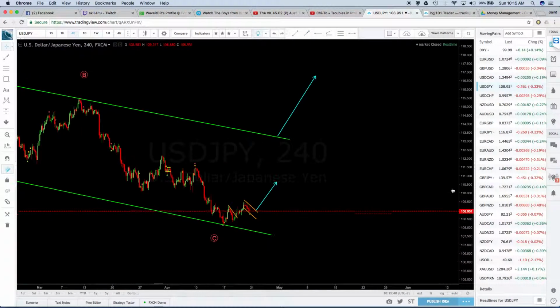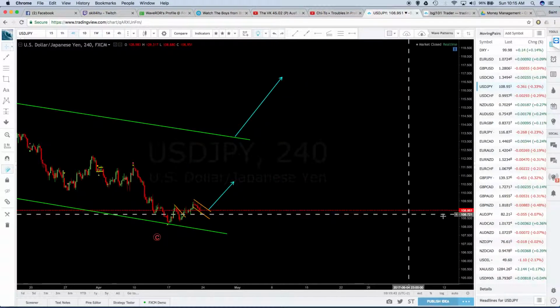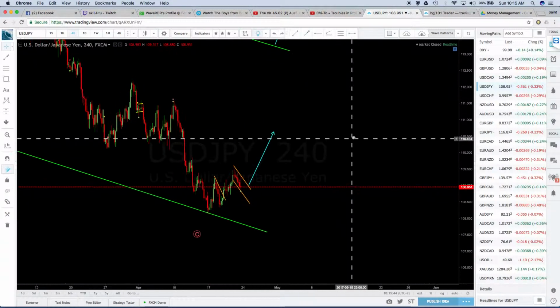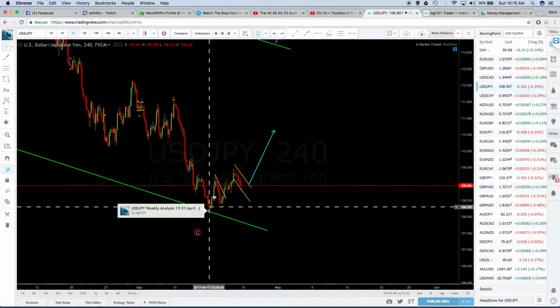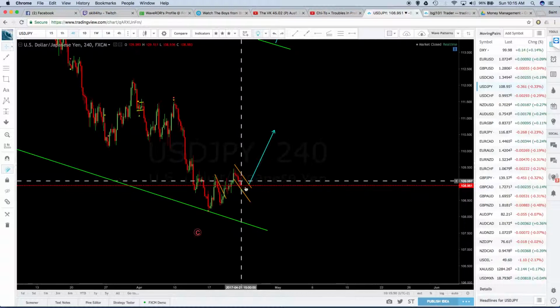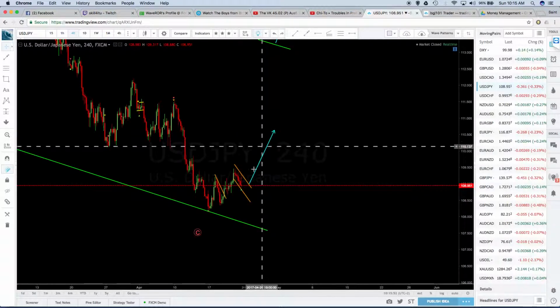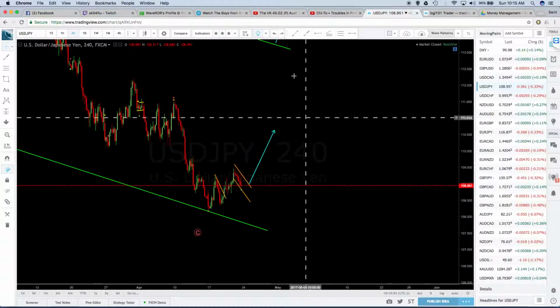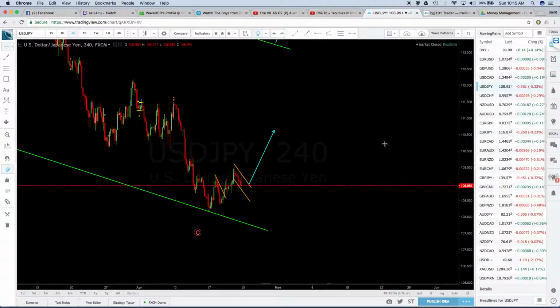US dollar yen, most of the yen pairs have the same type of look. You got a flag set up, you had a bounce here, it gave a flag, then we have another flag completing here. So it could go down a little bit more, but eventually it's going to push out, and we'll see how far it goes. So look for the bounce or the break.